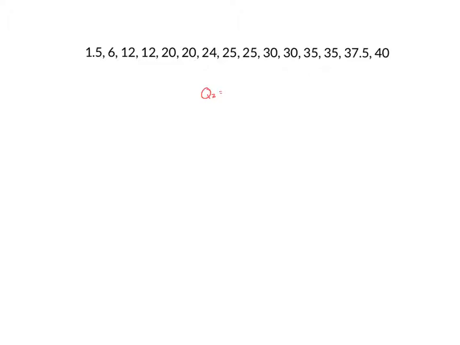We can find the median by first figuring out how many numbers we have here. In this case, we have 15 different entries. If I have 15 entries, I can find Q2 by looking at its position. Remember, to find the position of the median, I always take n plus 1 divided by 2, which will be 16 divided by 2, or 8. This tells me that my median is the 8th number in. So counting them here, my median is 25.